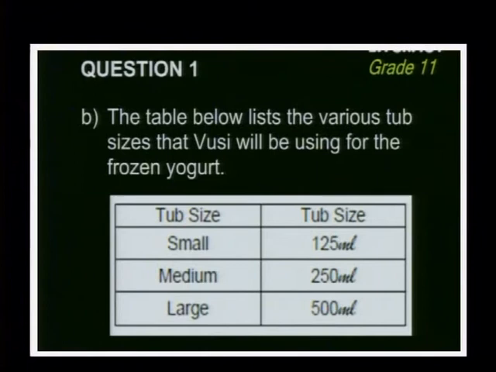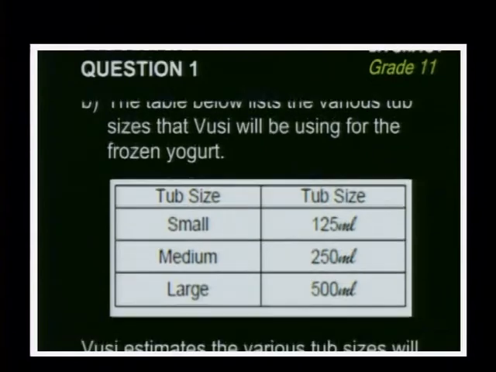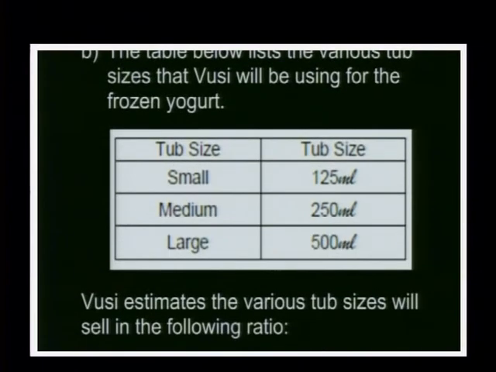The table below lists the various tub sizes that Vusi will be using for the frozen yogurt. So he's going to be using, let's look at our table. This is our tub size, and there's our tub size. Okay, so we've got tub size of small is basically 125 mils, medium 250 mils, and large 500 mils. So those are the sizes of tubs that he's going to be using in his kiosk.